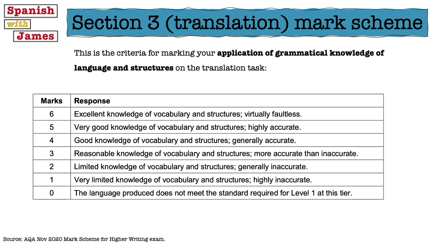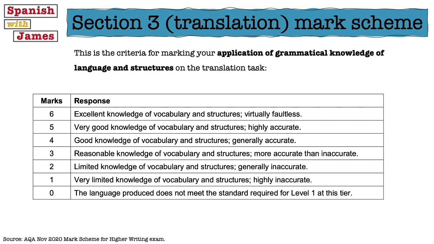And finally, this is the criteria that the examiners use for marking your application of grammatical knowledge of language and structures. So basically, this is where it is important that you get the verb endings right, that you have your accents, your spelling is correct, and things like that. To get 6 out of 6, your work could be virtually faultless. You could have a couple of missed accents, that's fine, you can still get 6 out of 6, but generally the examiner gets the impression that you know your vocabulary because you've managed to translate all the nouns really well, and you know your structures, you know your grammar because you've used the correct verb endings, the correct tenses, your adjectives match up, and all those different grammatical things.